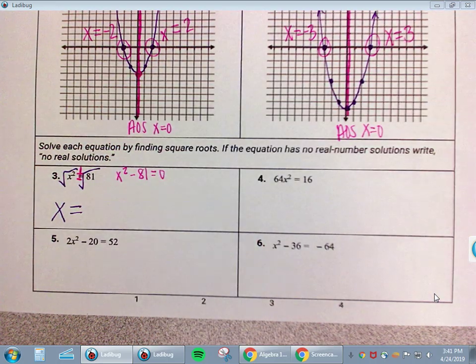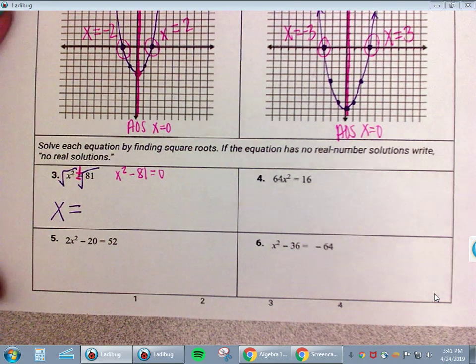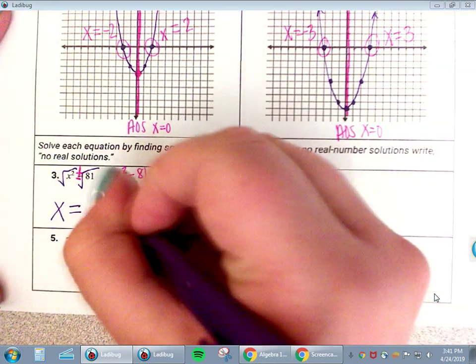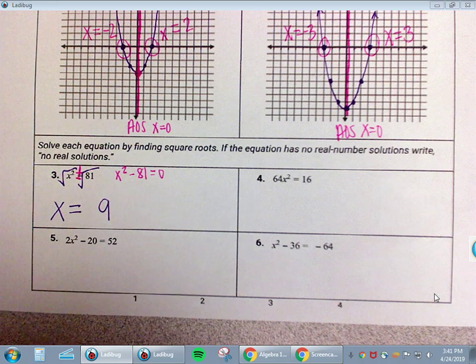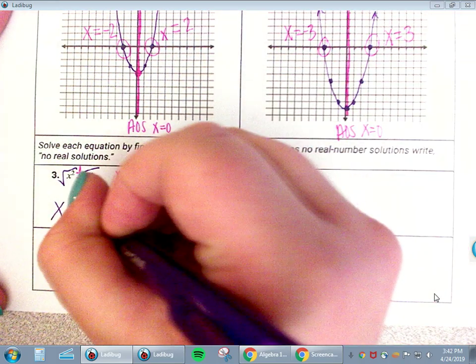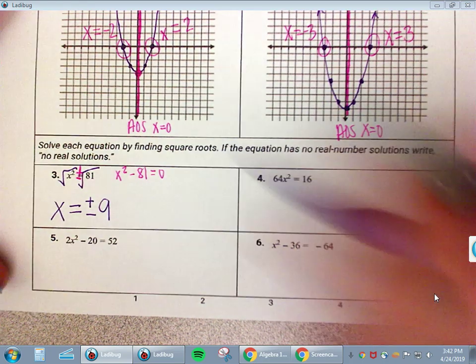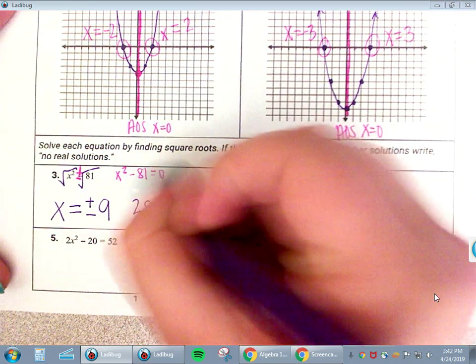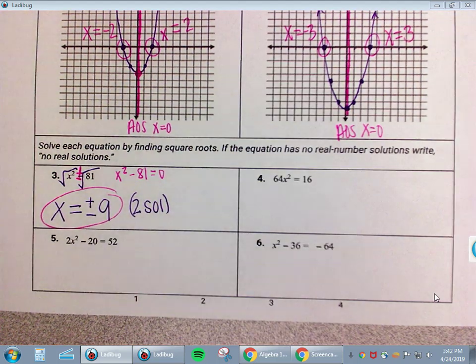So that's important because when we take the square root of 81, we know right off the bat it's going to be 9. But the problem is it could have been more than just 9. 9 times 9 is 81, but -9 times -9 is also 81. So this could have been +9 or -9. And there's our two solutions. So in this case, we did have two solutions, positive and -9. Let's do the next one.